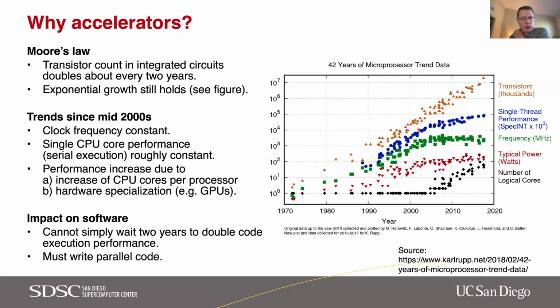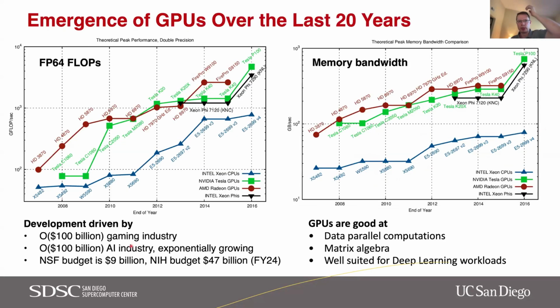Single thread performance still increases if you're looking at a CPU, but of course it's not an exponential growth anymore. And what happened instead is basically the performance increase that we have on a single chip nowadays is chips also becoming bigger, is the increase of CPU cores per processor. And the second thing is that we have hardware specialization, for instance, GPUs. And the impact on our software is that we cannot simply wait 2 years to double our code execution performance, but we must write parallel code. And there are different ways of doing this.